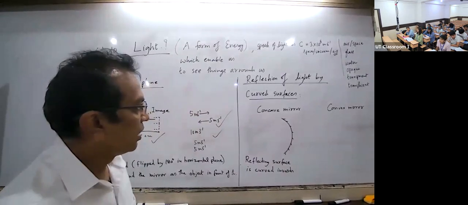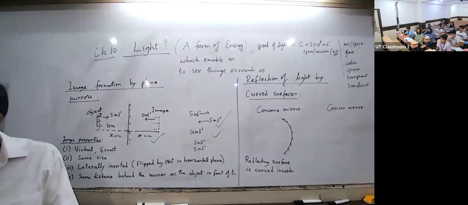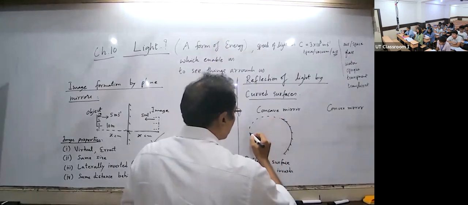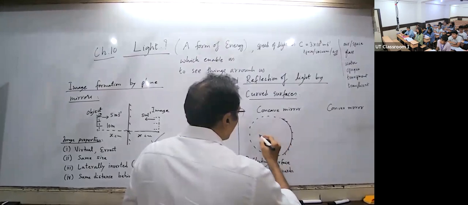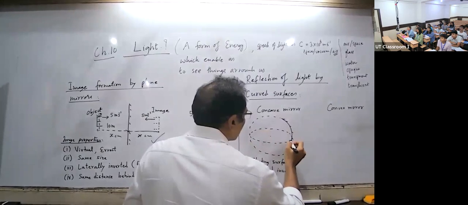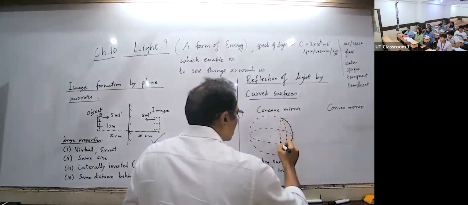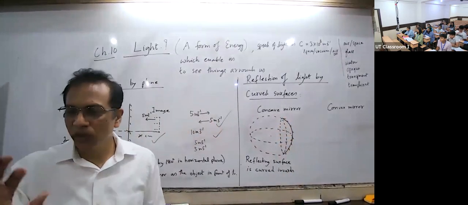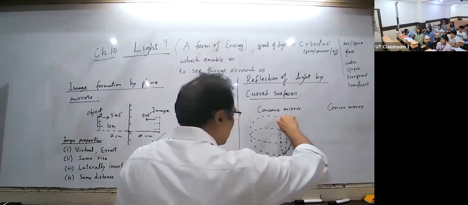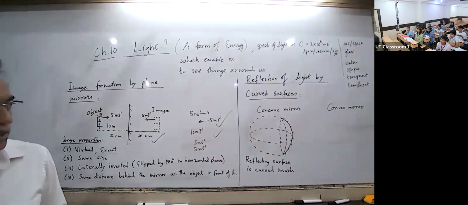How is a concave mirror made? It is a part of a hollow sphere. Suppose you had a sphere, so the sphere will look something like this. Once this part is cut, it will be like a dish. When the reflecting surface is curved inside, it is called a concave mirror.